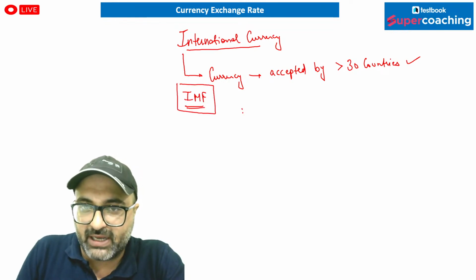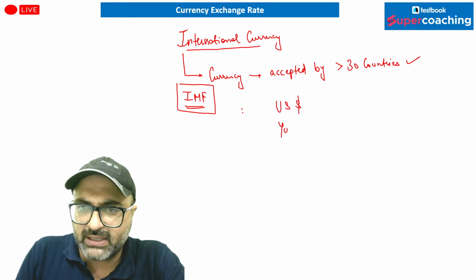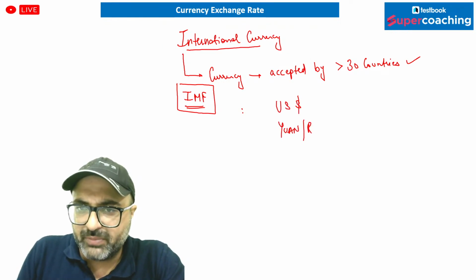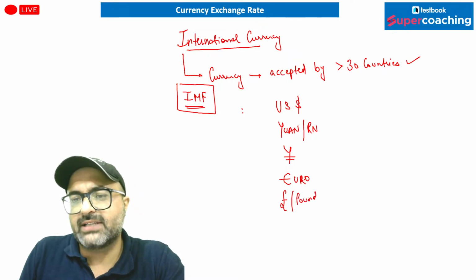And currently we have US dollars, then we have yuan or renminbi, then we have yen, then we have euro, and we have sterling pound. These are the currencies which are termed as international currencies.